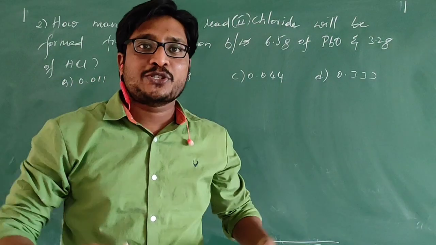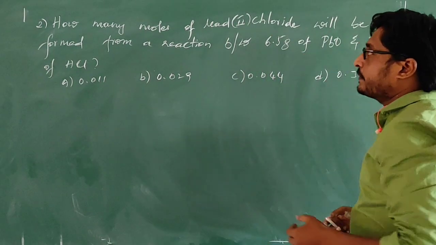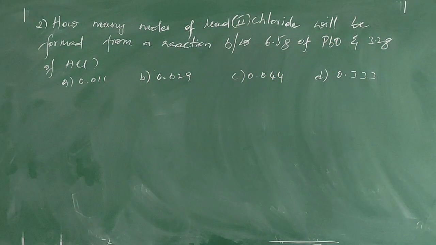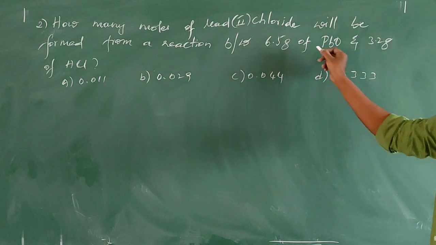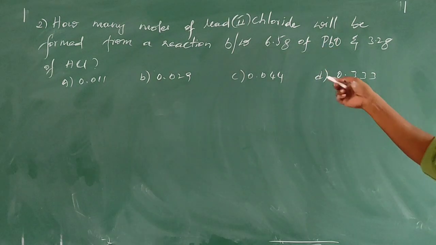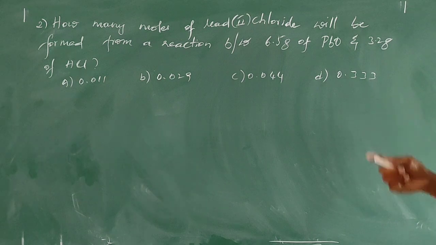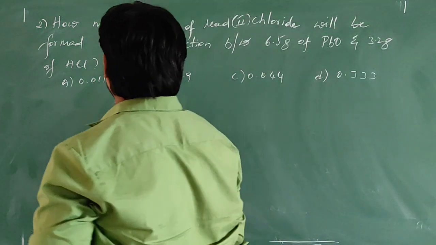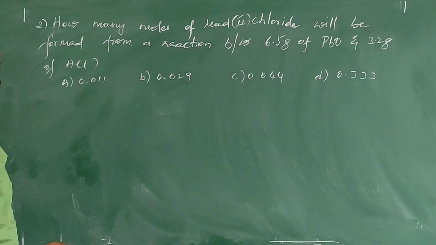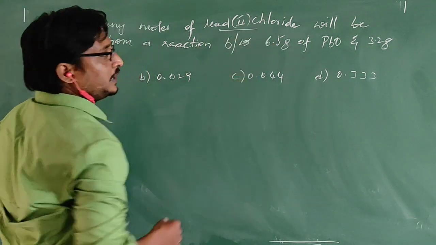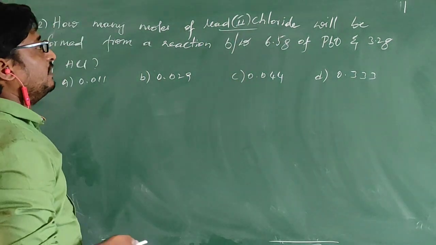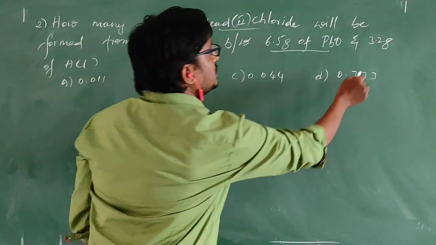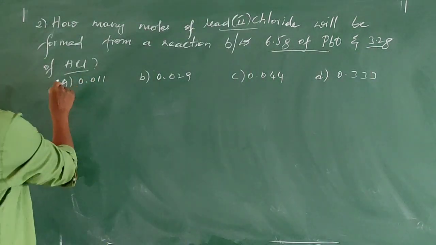Now let us see the next question. See the question: how many moles of lead chloride will be formed from a reaction between 6.5 gram of lead oxide and 3.2 gram of HCl? He has given 4 options here. He is asking us to find the number of moles of lead chloride produced when 6.5 gram of lead oxide reacts with 3.2 gram of HCl.